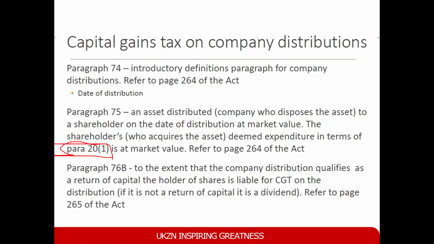So paragraph 76B states that to the extent that the company distribution qualifies as a return of capital, the holder of shares is liable for CGT on the distribution; if not a return of capital, it is a dividend. So you need to know in this case, is it a return of capital or a dividend? If that's not the case, then someone might be liable for CGT, which is the capital gains tax.